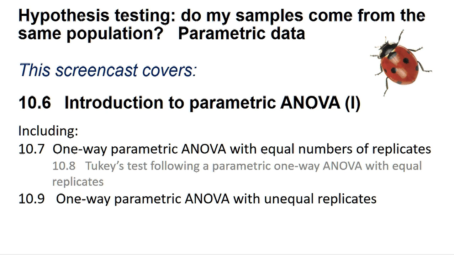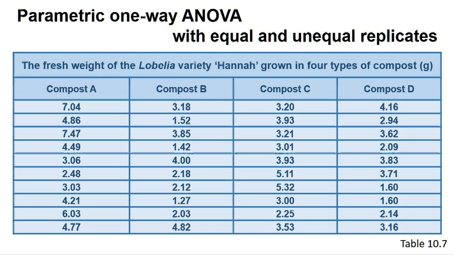This test asks if three or more independent data samples can be considered to be from a common statistical population. A significant result indicates that this is unlikely and that there are significant differences between two or more of the samples. For example, Table 10.7 gives the fresh weight of the lobelia variety Hannah grown in one of 4 types of compost 8 weeks post-weaning from a tissue culture environment. The question is whether any of the compost promotes superior growth of the plants.